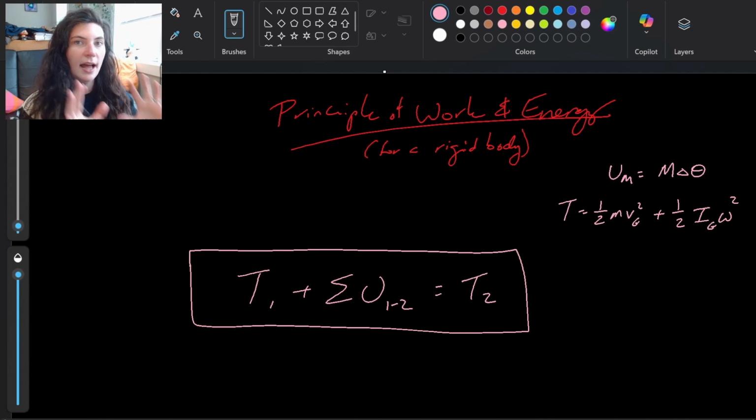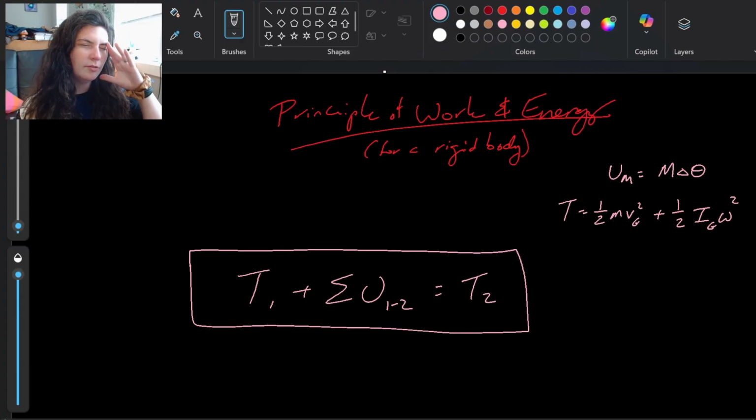This is the exact same principle of work and energy that we use for particles that we're going to use for rigid bodies. Just know that we do have those rotational velocities and rotational moments that contribute to the work and to the kinetic energy that have to be included when we're solving these problems for our translation, our rotation about a fixed axis, and our general plane motion.